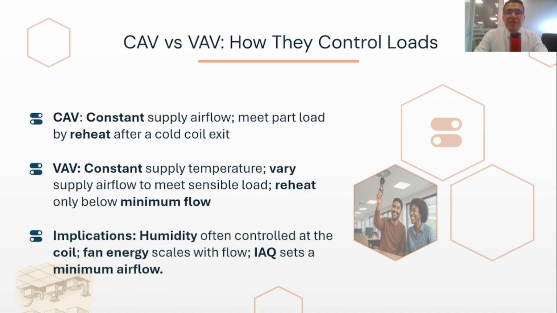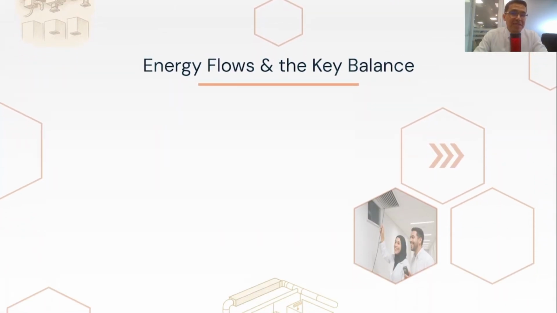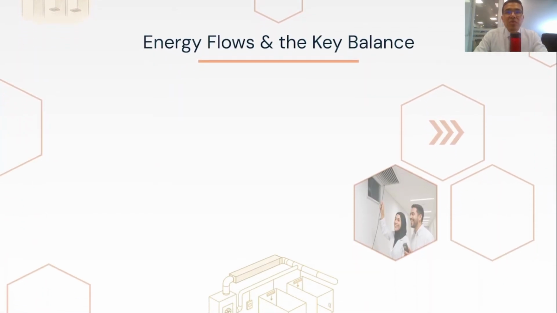Because dehumidification occurs at the cooling coil, both systems may target similar coil leaving conditions. However, fan power falls with flow in VAV, and IAQ requirements set a minimum supply rate. Reheat becomes necessary. This means that in VAV systems, you need a minimum flow because of indoor air quality requirements, to keep good indoor air quality.